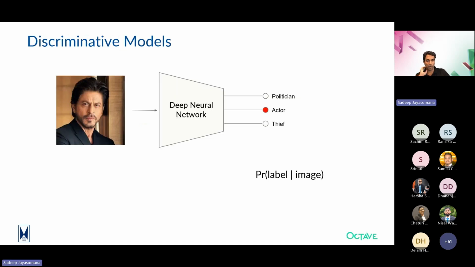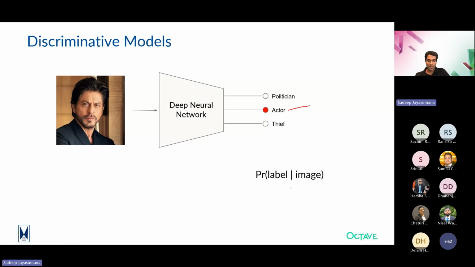So here's a discriminative model. It takes an image as input and tries to identify the profession of the person. Here you have Shah Rukh Khan, and we have a deep neural network trying to identify the profession of the person, and it correctly identifies that it's an actor, as you can see here.